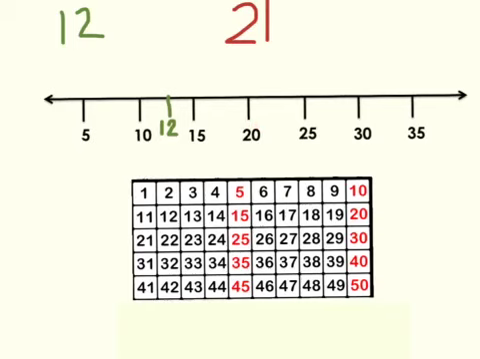Here's the number 20 and here's the number 25. I know that it sits in between these numbers. It's bigger than 20, but smaller than 25. And I know that it's closer to 20 than it is to 25. So it would sit right there next to 20.